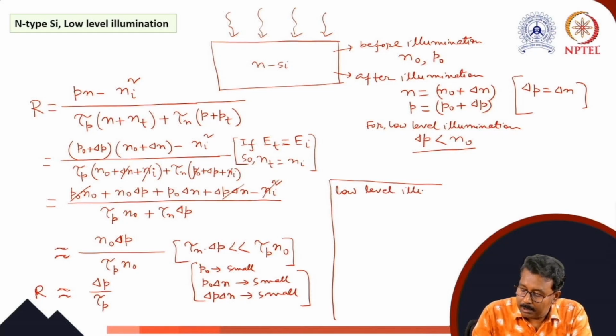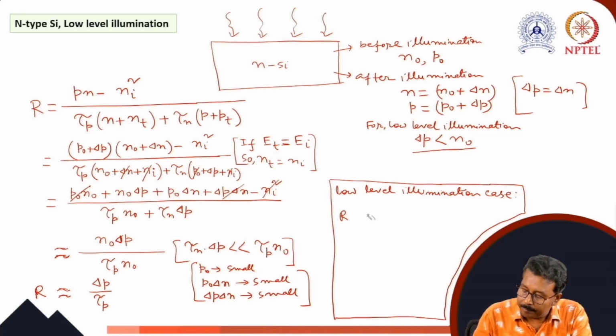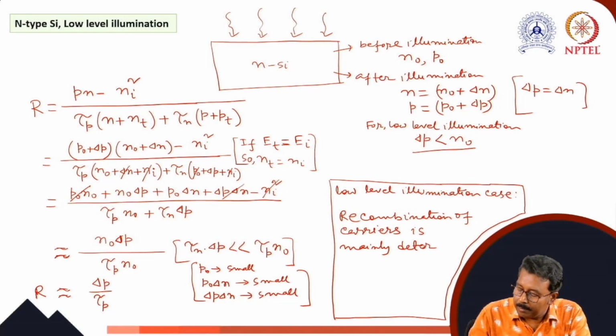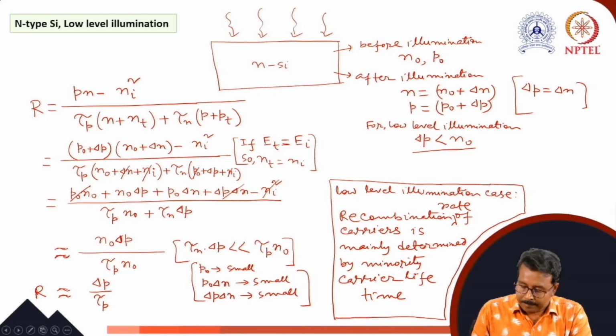So we can write: in the low level illumination case, recombination of carriers is mainly determined, the recombination rate is determined, by minority carrier lifetime. This is very important.